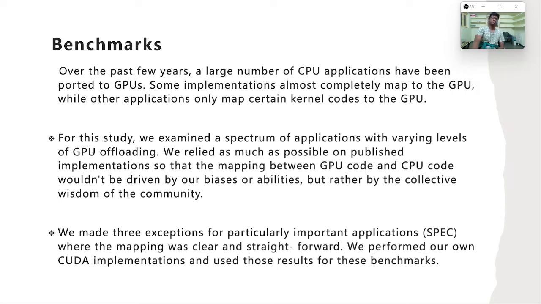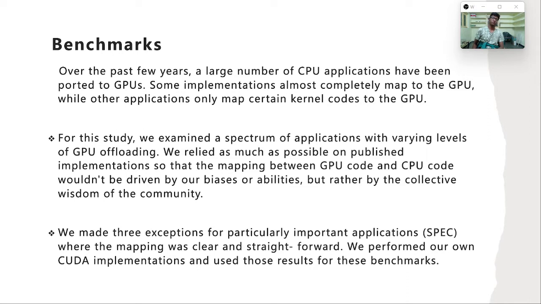Benchmarks. Over the past few years, a large number of CPU applications have been ported to GPUs. Some implementations almost completely map to the GPU, while other applications only map certain kernel codes to the GPU. For this study, we examined a spectrum of applications with varying levels of GPU offloading. We relied as much as possible on the published implementations so that the mapping between GPU code and CPU code wouldn't be driven by our biases or abilities, but rather by the collective wisdom of the community. We made three exceptions for particularly important applications where the mapping was clear and straightforward.